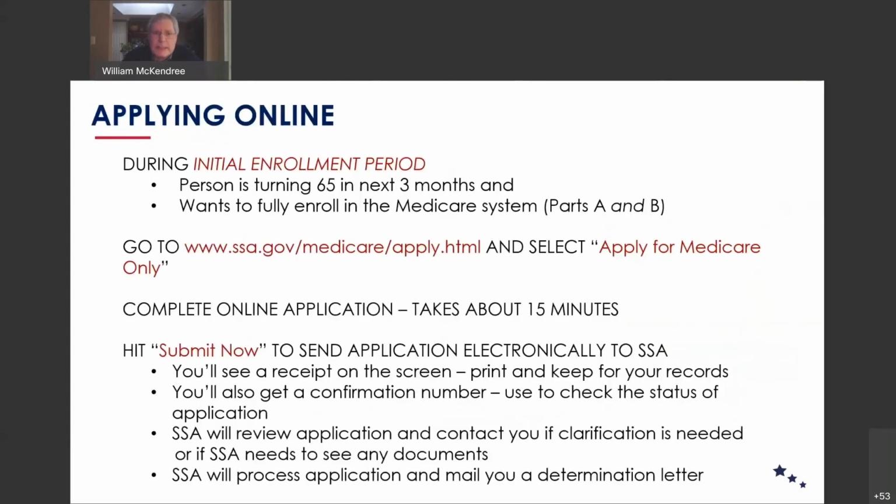So this is what it looks like. You're going to go to the ssa.gov site. Again, this is assuming you're doing this in the lead up time to turning age 65 within that 3-month period. You're going to select the apply for Medicare only, and it's going to take you about 15 minutes to complete the application. No big deal, easy peasy. You're going to submit it.